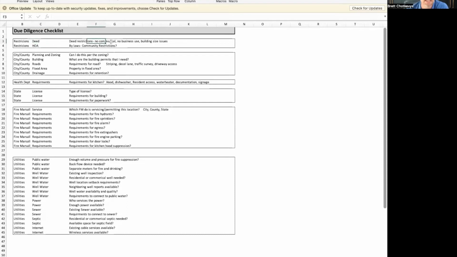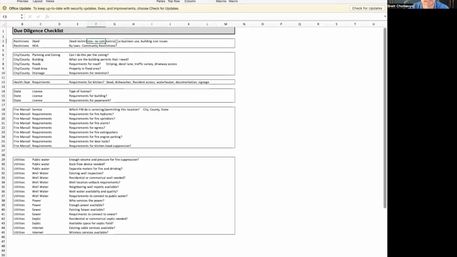And here's the biggest thing that I find, where it'll say no commercial or no business use. Those are my big red flags. I will pass on any deal that says no business use or no commercial, even if they promise me the city says it's fine, all that kind of stuff. Again, I've lost money doing that, and I learned my lesson there. No commercial and no business are a hard pass for me.